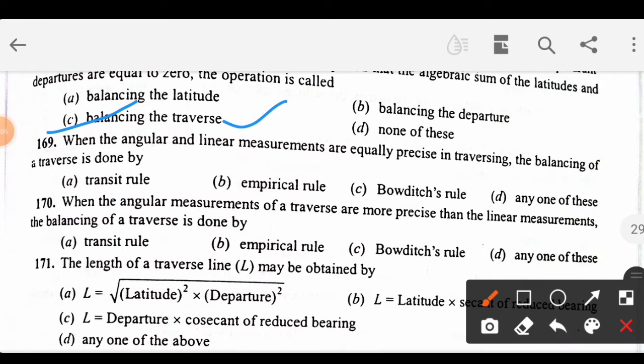When the angular and linear measurements are equally precise in traversing, the balancing of a traverse is done by Bowditch rule. When the angular measurements of a traverse are more precise than the linear measurements, the balancing of a traverse is done by transit rule.